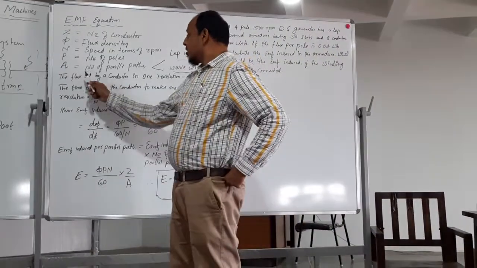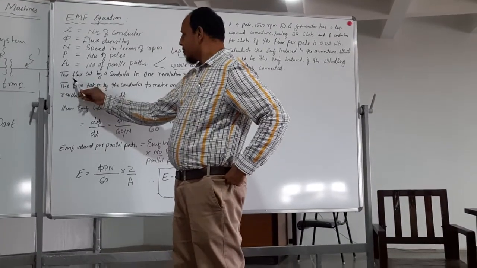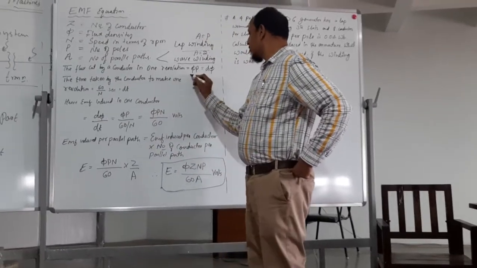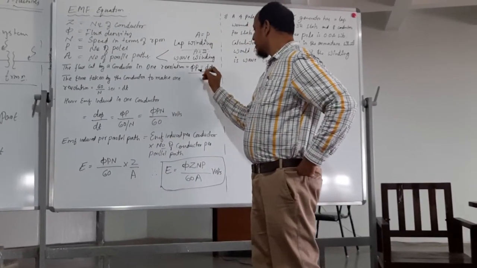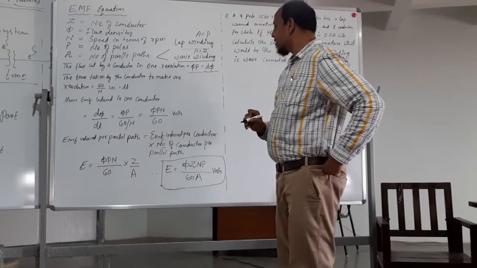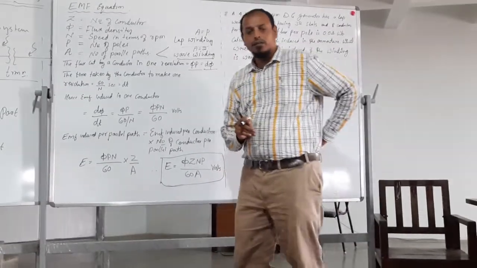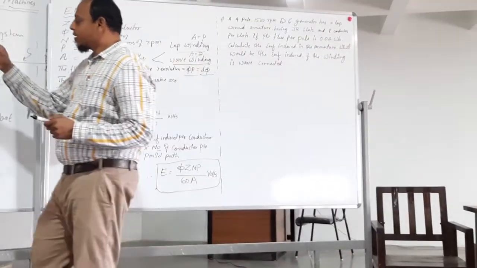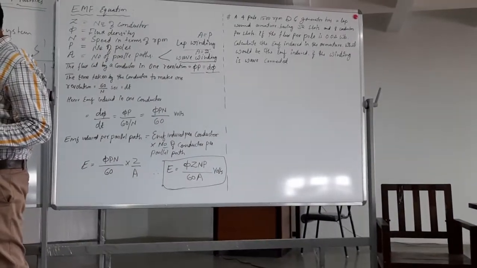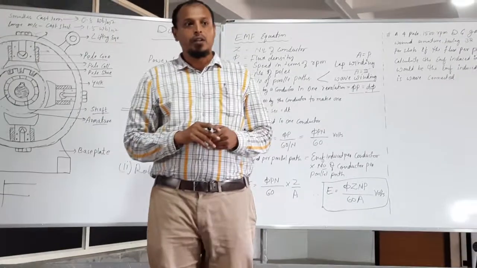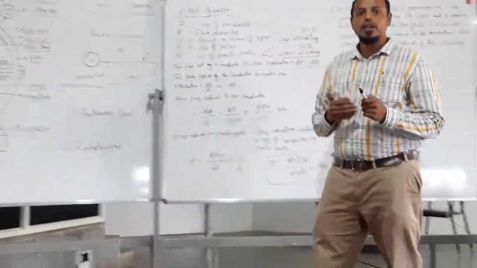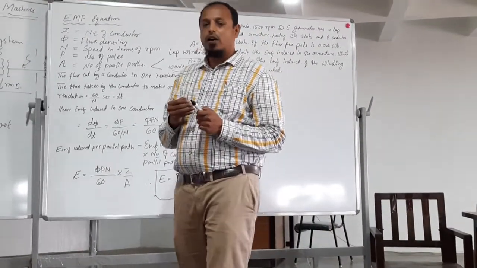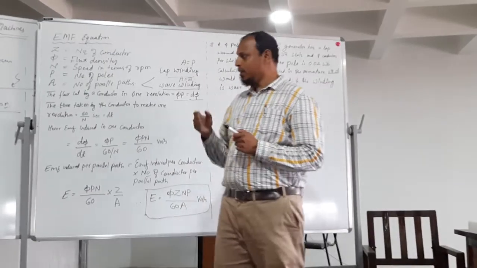So here, to calculate that EMF equation, we know that the flux cut by a conductor in one revolution equals phi P, that is nothing but flux times poles, that is the change in flux. According to Faraday's laws of electromagnetic induction, when the flux linking an electrical circuit changes, then what happens? An EMF is produced. This produced EMF is dynamically induced in nature.